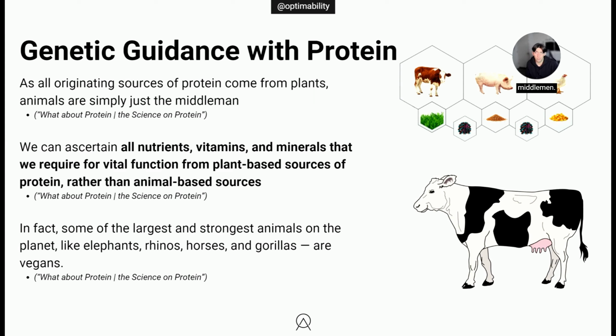Animals are pretty much just the middleman. That's the way the science is. It's the way things are organized. And we can ascertain all nutrients, vitamins, and minerals that we require from plant-based sources of protein rather than animal-based sources of protein. And actually, this is pretty cool.